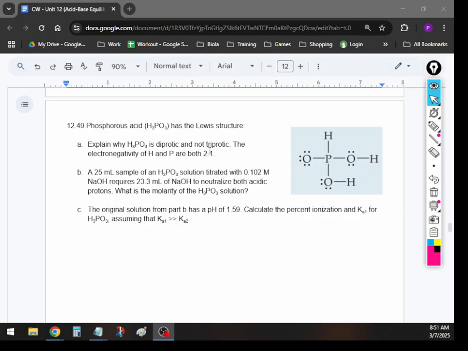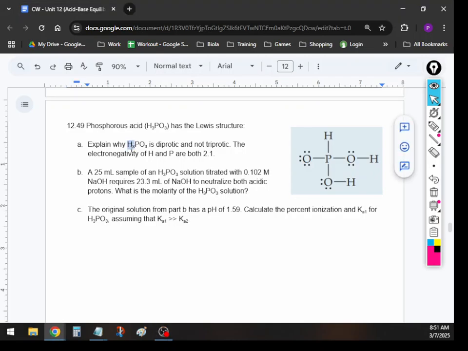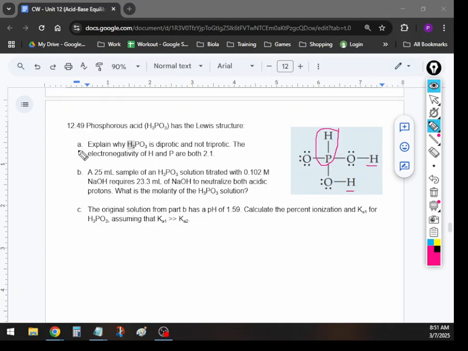Alright, so last time we left off, we talked about how H3PO3, even though it has 3 hydrogens, it's diprotic because one of the hydrogens is connected to the phosphorus, and hydrogen and phosphorus have similar electronegativity, so this hydrogen will not ionize. Only these two will ionize. That was the answer of part A. It's because the electronegativity difference between phosphorus and this hydrogen is not that great.